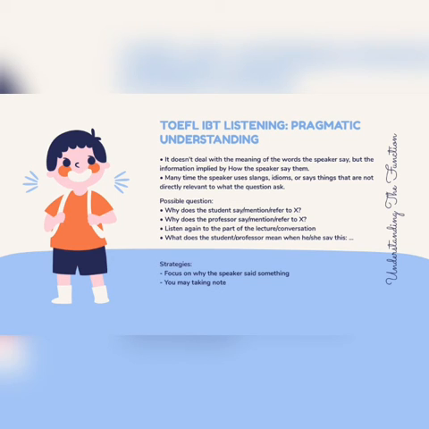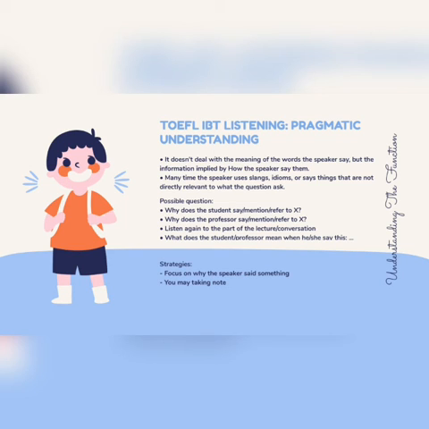Last but not least, in the TOEFL iBT listening test, there is pragmatic understanding. This is the last type of question in the TOEFL iBT listening test. In pragmatic understanding, there are two types of questions. The first is understanding the function, and the second is understanding speaker's stance. Understanding the function doesn't deal with the meaning of the words the speaker says, but the information implied by how the speaker said them.